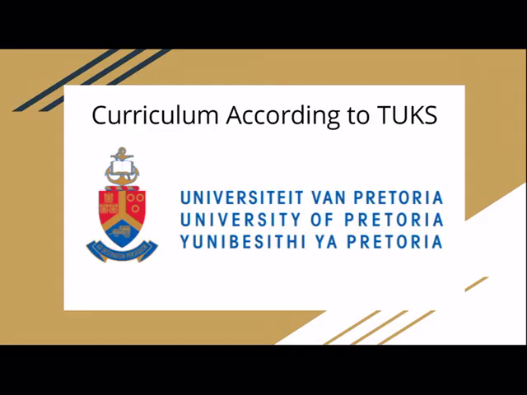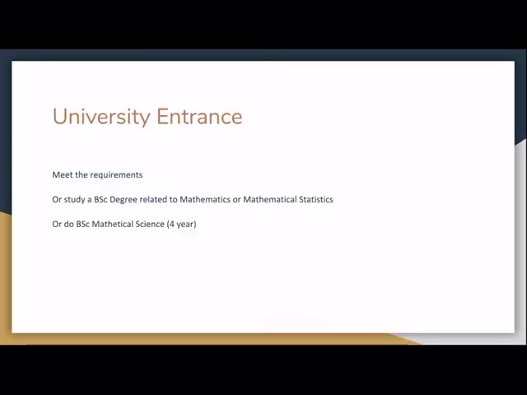So let's talk about the curriculum according to the University of Pretoria. Entrance to the University of Pretoria: you can enter the actuarial program in three ways, which I have mentioned here. The first one, you need to meet the university requirement, and as I'm speaking, the requirement is that you need to get 80% in mathematics from your high school in matric. You need to get 60% in English, and I forgot what the APS is. I think it's 36. Yeah, I think it's 36. But I will also leave the website in the description below.